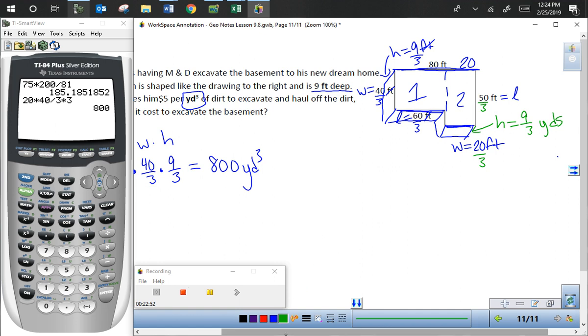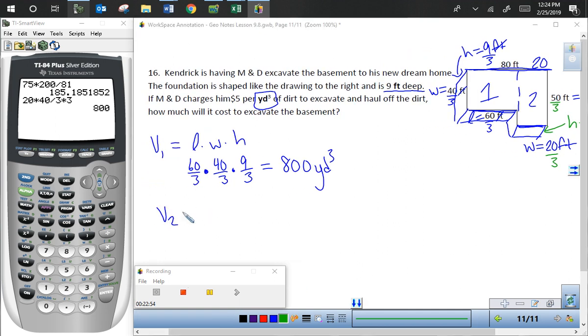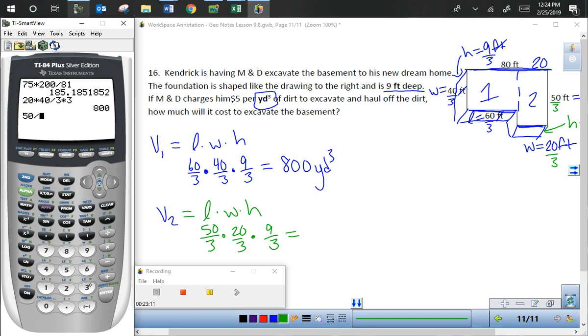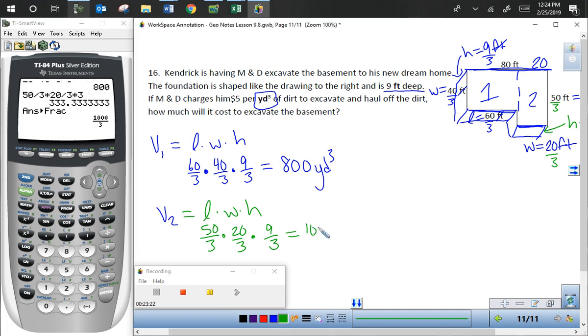Putting it all together, length times width times height again. We've got 50 over 3 times 20 over 3, and then times our height, 9 over 3. Okay, so you can write it as a decimal or a fraction. Doesn't matter to me as long as it's exact, so put that bar over it if you're using the decimal.